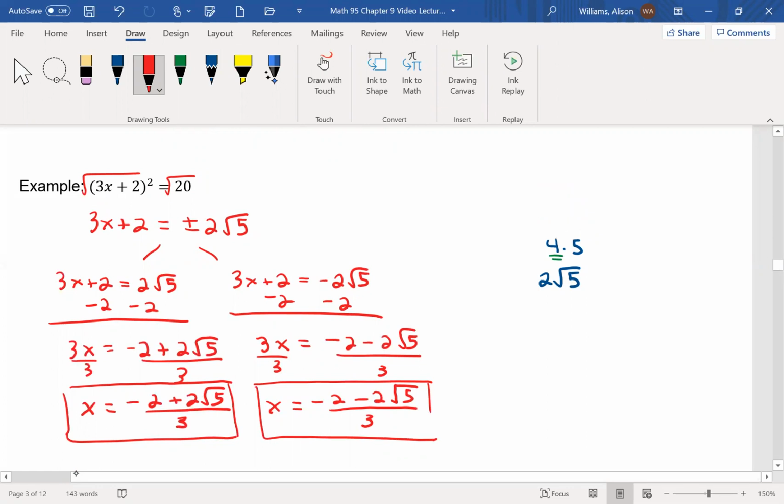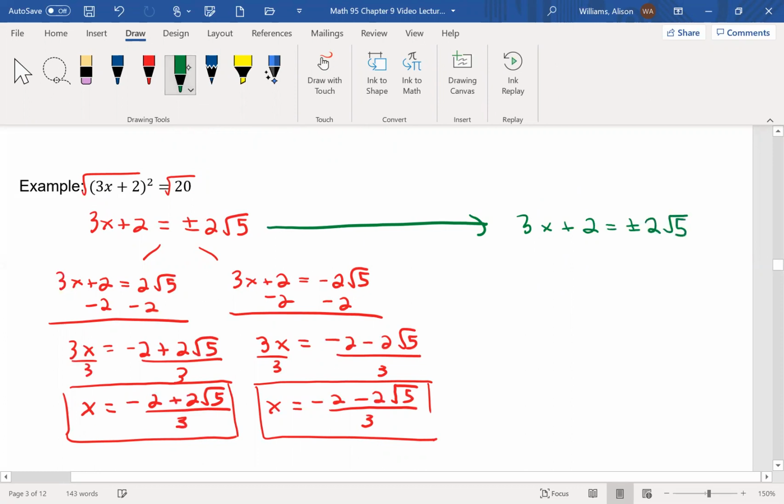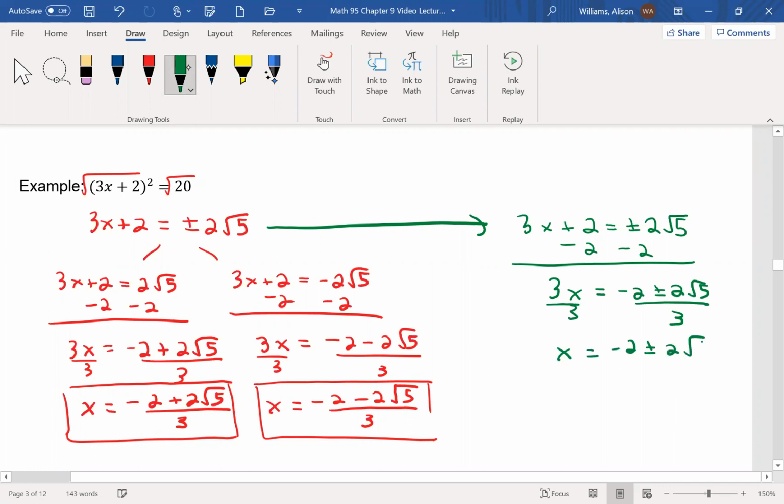In other words, if this was just being written down on paper, from this part of the problem, I probably wouldn't have bothered breaking it up into two different equations because they're both not going to simplify. So I would have just minused 2 from both sides and just said negative 2 plus or minus 2 square root of 5. Divide by 3, divide by 3. So x equals negative 2 plus or minus 2 radical 5 over 3.